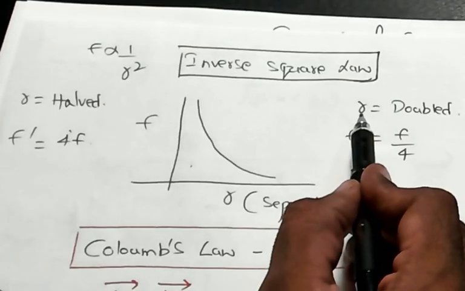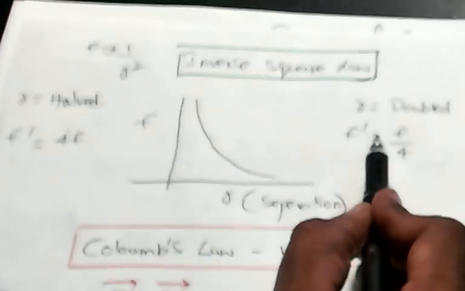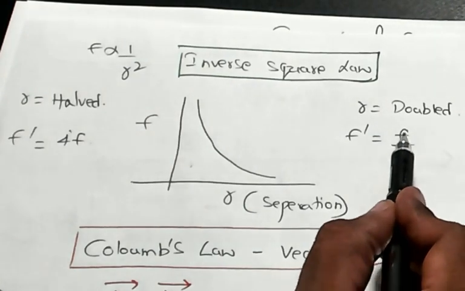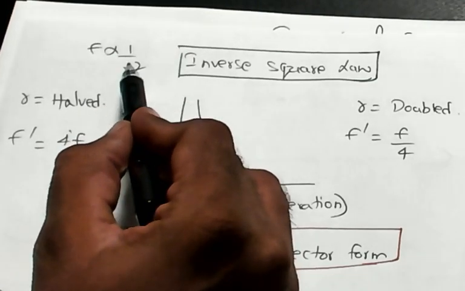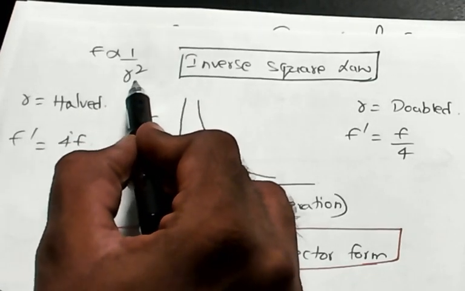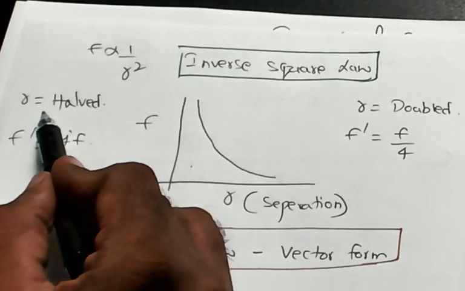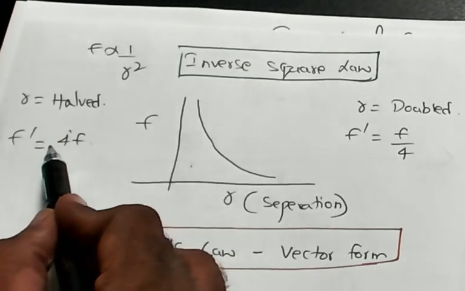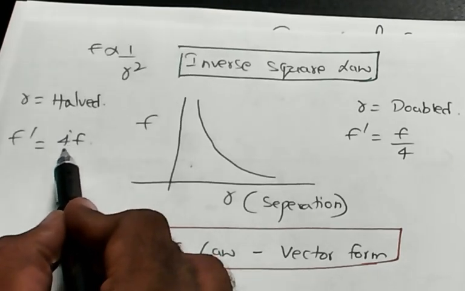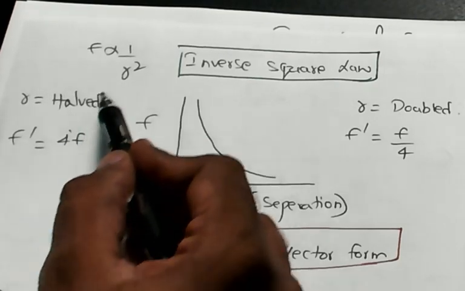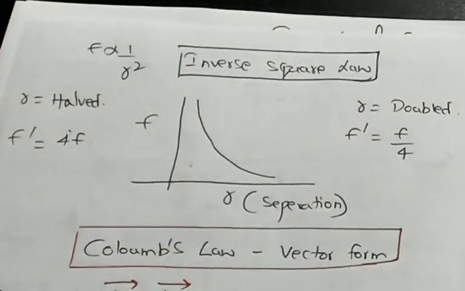That means if you happen to double the distance, then what happened? The force has become 1/4. Original force ka 1/4 ho gaya. If you double, this became 2 into 2. So F is proportional to 1 by 4 R square. So the new F is equal to F by 4. So if the distance is halved, then the force between the two charges has increased to 4F. So F is proportional to 1 by R square को कहते हैं inverse square law is what you should remember.